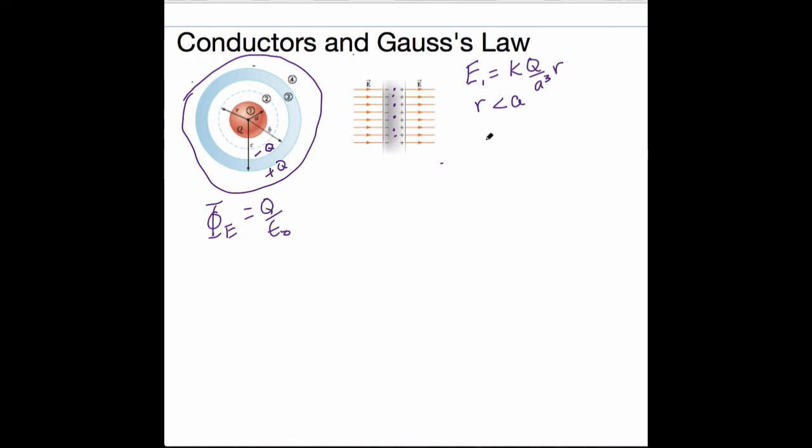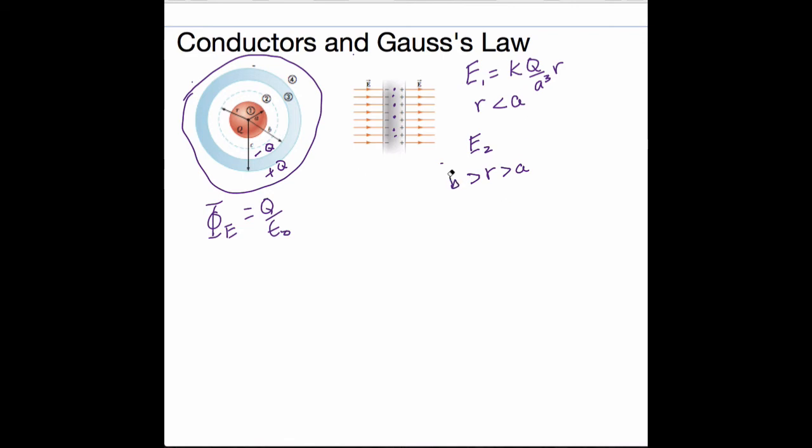Okay? So let's do the second scenario. E2. So E2 is this Gaussian surface where the radius r is greater than a, but it's also less than b, which is the distance from the center of the orange sphere to the inner shell. So that's a weird way to write it.